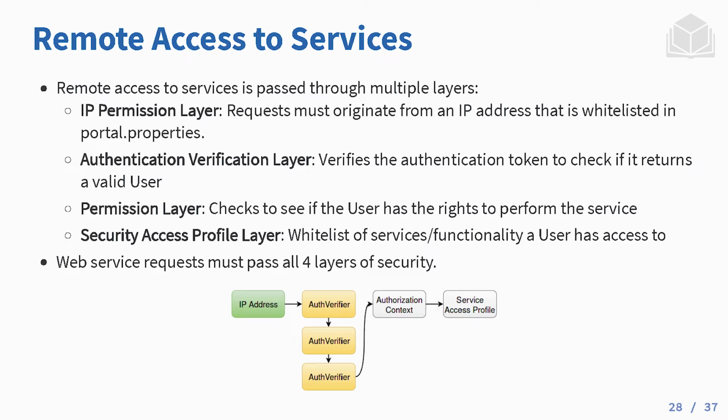On top of that, we have the authentication verification layer, and we have the permission layer, which is just the regular permission in Liferay. So for these remote services, we have a few more permissions here. And then also we have the service access profile layer, which will basically whitelist some functionality for specific applications. And we will see an example of that, for example, our application Sync, where this is in effect. And with all of these 4 layers, you have what you need in order to succeed placing a remote API call to Liferay.